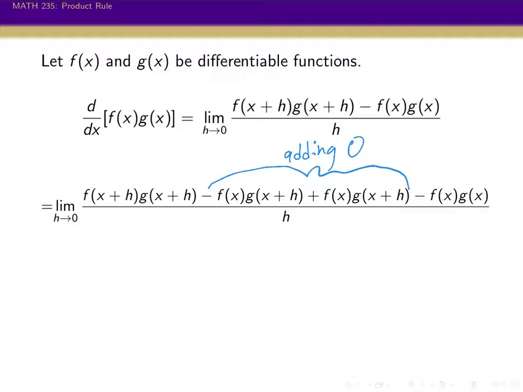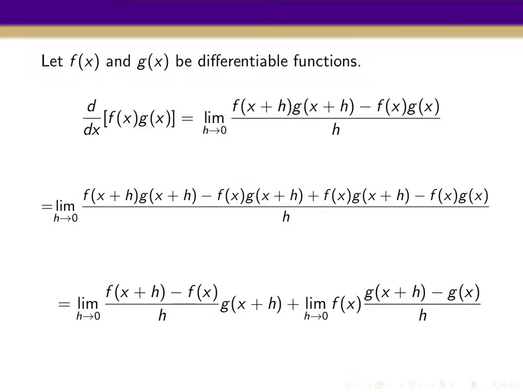But in doing this, once we've subtracted this in and added it back in, we're going to break this up into 2 bits. So this factor we're adding in, we're breaking it apart into the 2 sides. And then we're noticing that on the left-hand side, both of these have a g of x plus h between them. And on the right-hand side, both of these terms have an f of x between them.